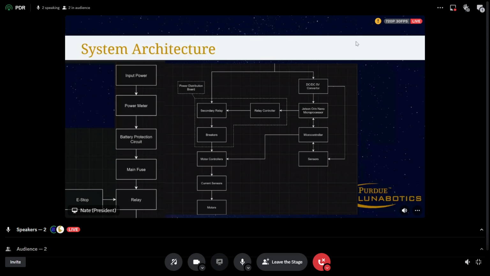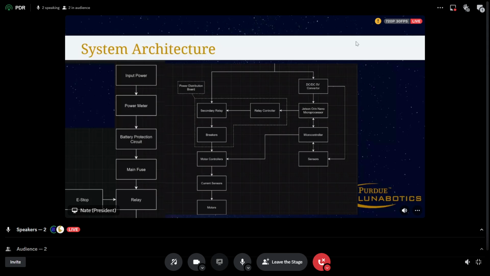Then that'll go to our main fuse, which is designed to protect from battery shorts. And then that will go into the relay, which is triggered by the e-stop, which is required by NASA as well. Then that will split off into two different paths. One going to a 5-volt converter that will power our main microprocessor, the Jetson Nano, which will then go to a microcontroller that we're using as an I/O extender that will connect to all of the sensors.